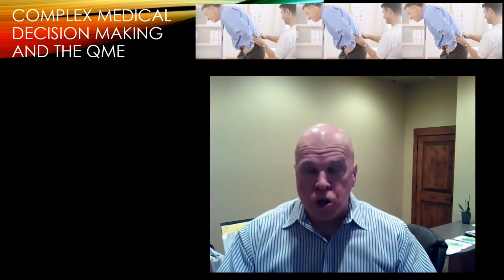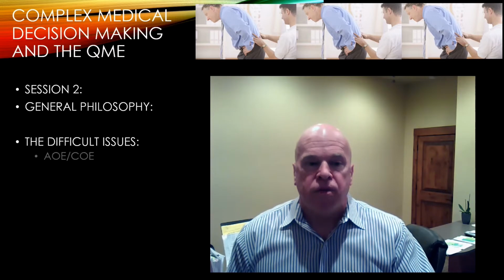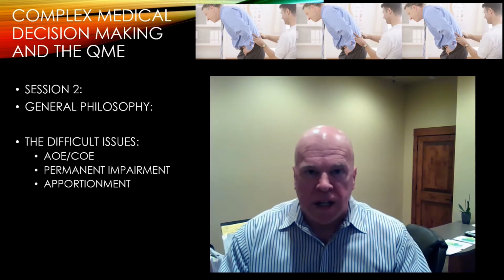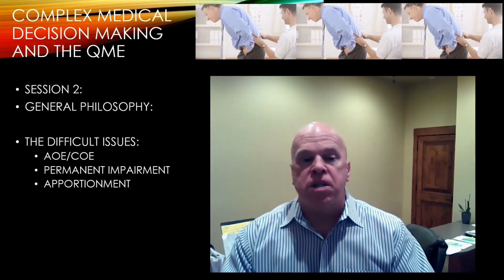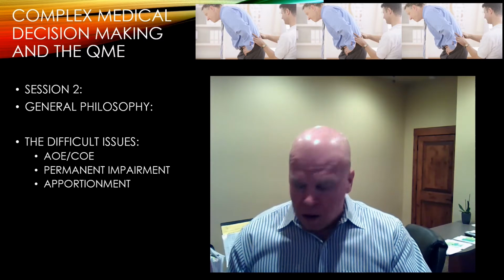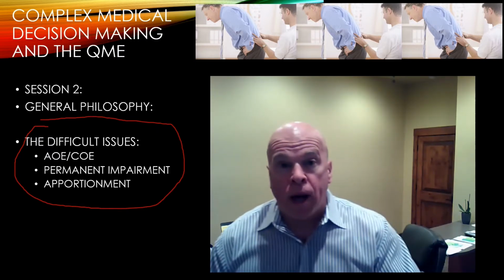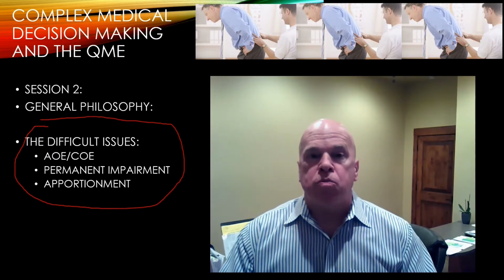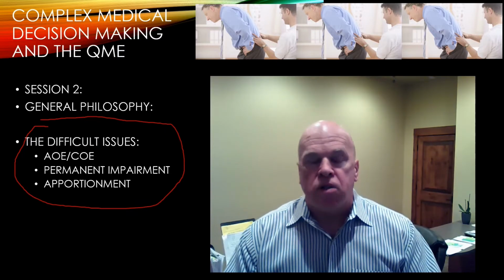And so I'm encouraging you through the principles in this program to quickly resolve disputed issues. In this program, we're talking about the most difficult issues that face qualified medical evaluators, including the AOE COE determination, the permanent impairment ratings that you provide for your examinee, and determining your apportionment approximate percentages. And we're talking about how to handle these issues and how to quickly provide opinions and conclusions on them in a way that qualifies as substantial medical evidence and can be used by the parties in moving these cases forward.